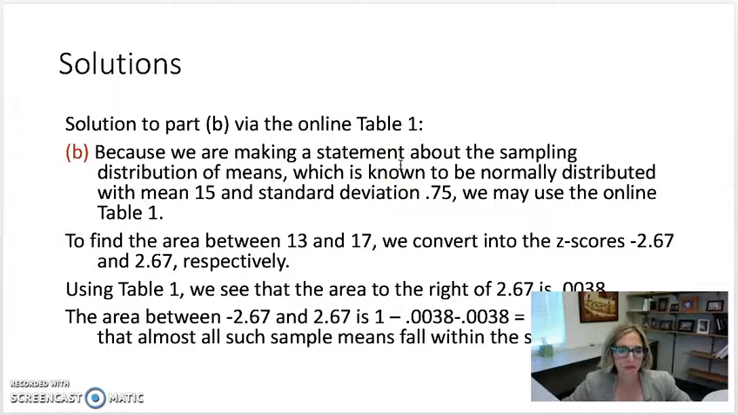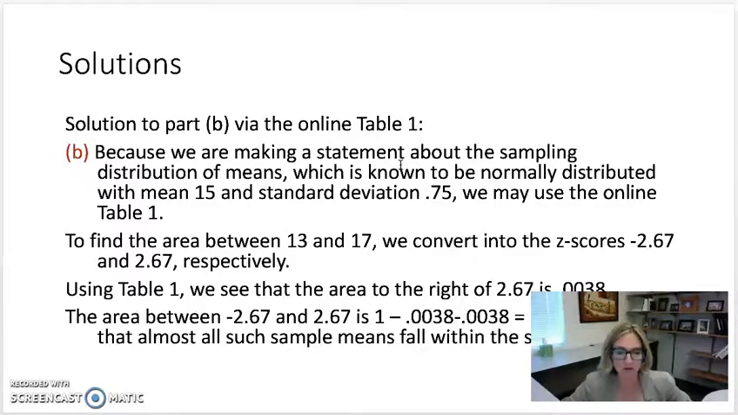What about part B? Part B requires again using Table 1 that we were using for solving the problems in the previous chapter. Because we're making a statement about the sampling distribution of means, which is known to be normally distributed with mean 15 and standard deviation 0.75, we can go ahead and use this table. To find the area between 13 and 17, we first have to convert those into z-scores, and I went ahead and solved those to be negative 2.67 and 2.67.